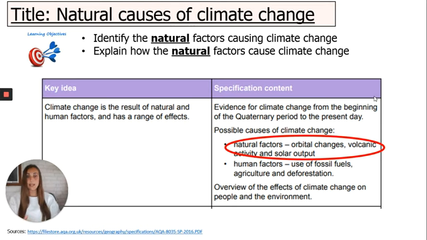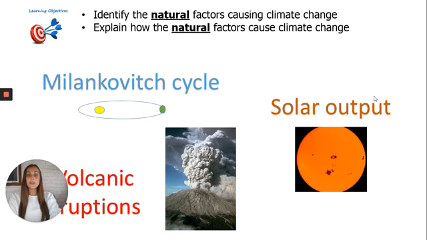Next lesson, we have a look at the human factors that have caused climate change. But today is all about those natural. And we need to explain how each of those natural factors have led the climate to change over time. So these are the three natural factors that we're going to focus on today. One is the Milankovitch cycle, another is solar output, and then also volcanic eruptions.